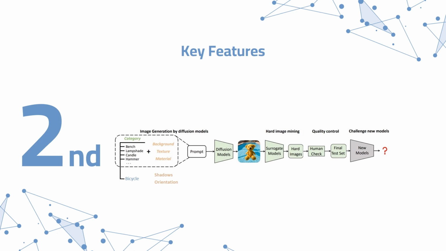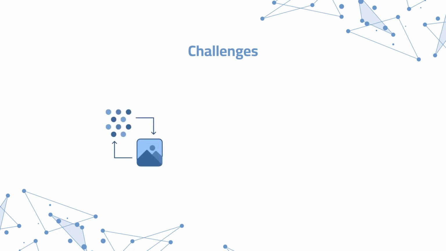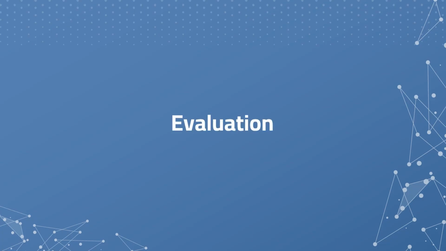While ImageNet-D offers a powerful tool for testing models' robustness, it comes with its own set of challenges. The reliance on synthetic data means ensuring alignment with real-world scenarios can be difficult. While the generated images are diverse and realistic, they may still lack some subtle nuances of natural environments, potentially affecting how well the results translate to practical applications. Another challenge lies in the generative models themselves. These models can unintentionally introduce biases, such as overrepresenting specific textures, materials, or backgrounds, which might skew the dataset and the evaluation results. Let's evaluate the dataset based on the FAIR principles.